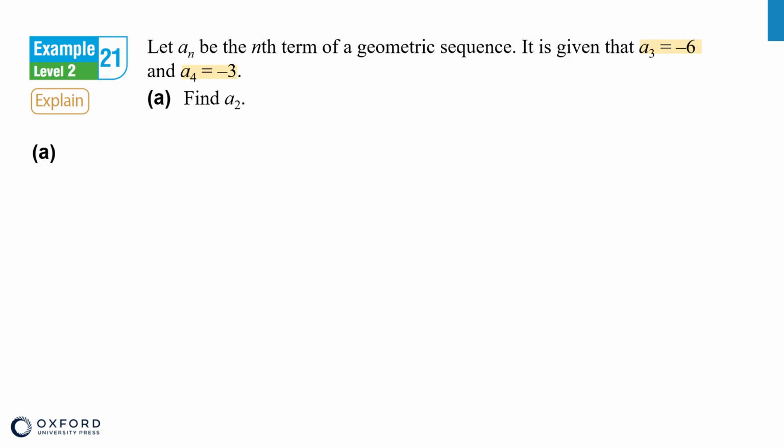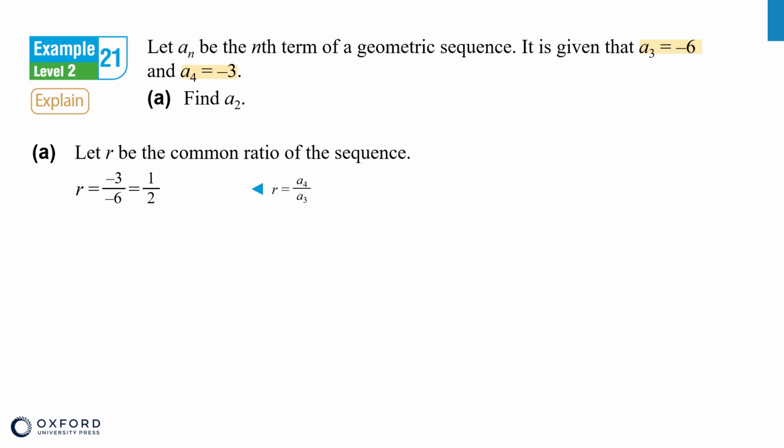Part A. Find the second term of the sequence. It's straightforward. Let R be the common ratio of the sequence. We can find R by dividing the fourth term by the third term, which is equal to 1/2. Then we can find the second term by dividing the third term by the common ratio. So A2 is equal to -12.